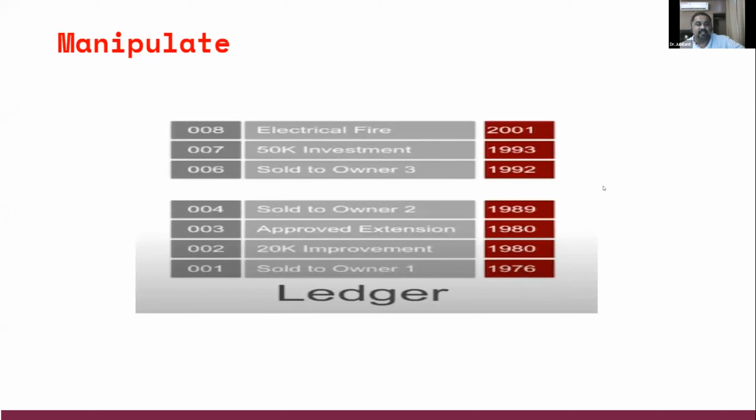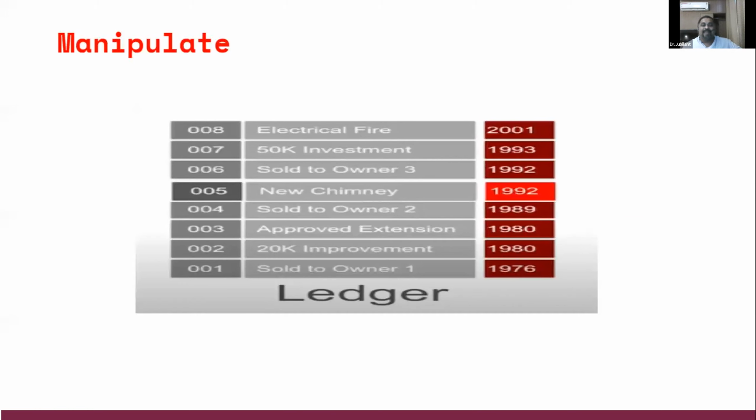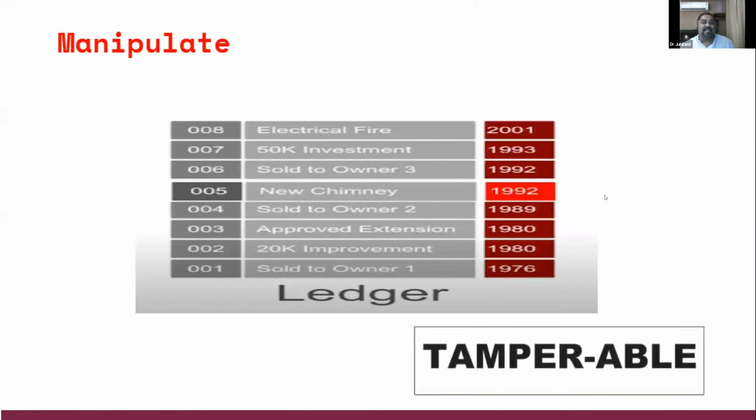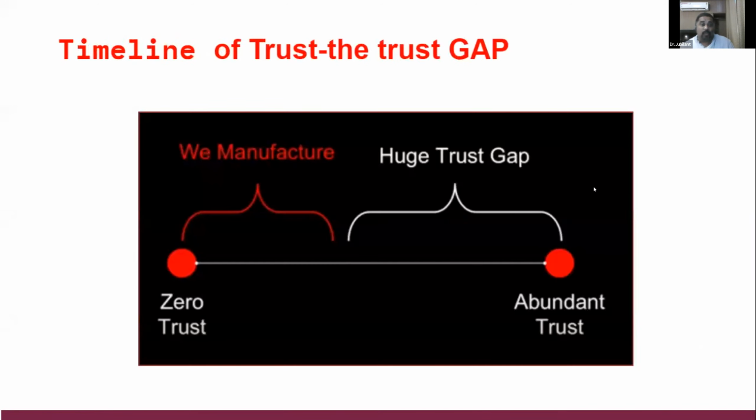At the fourth entry, you have sold to the owner. And previously we noticed that in the fifth entry, the inspection failed in 1990. But in the case of a physical ledger, you are going to manipulate it by saying a new chimney was installed in 1992, where you are not getting any idea whether it is the right thing or not. But since it is a physical ledger, you can easily make changes in that. Because of that, these types of ledgers are tamperable. So there is a big trust gap, as I discussed just before.